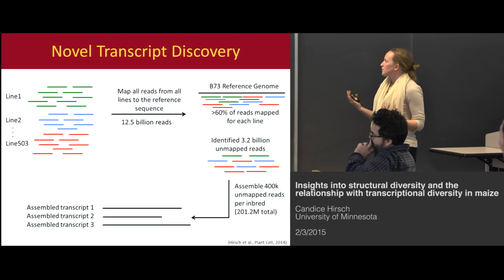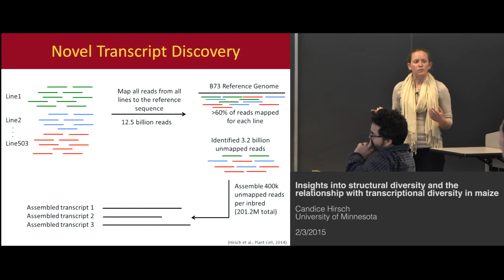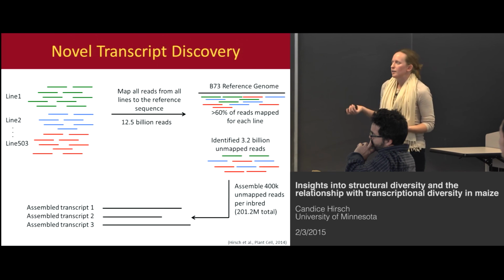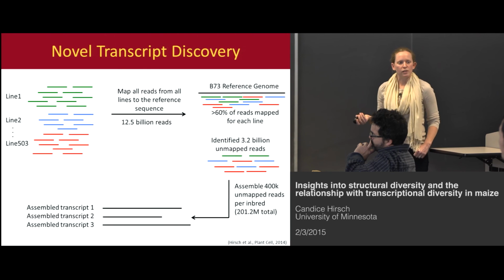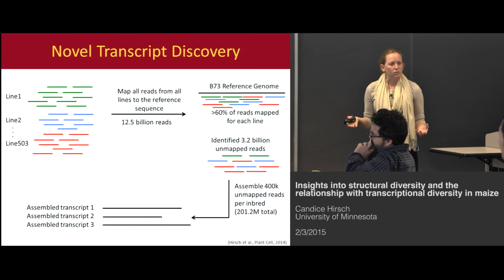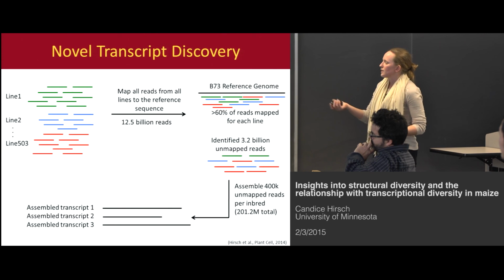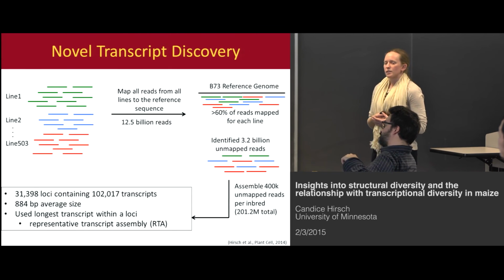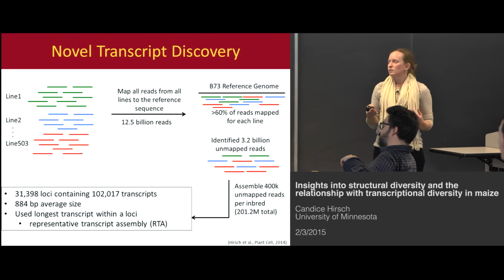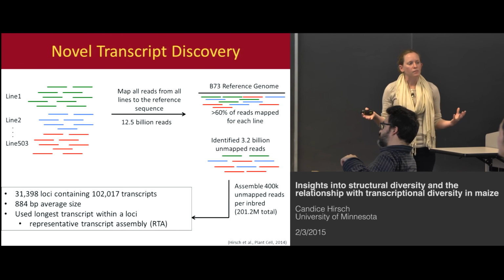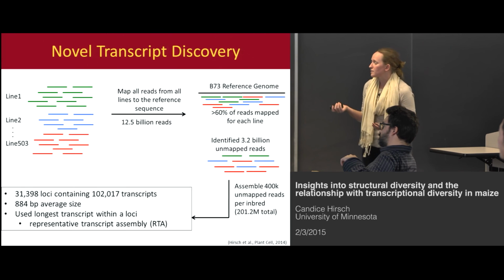At the time, assemblers, and really still today, 3.2 billion reads would be quite a lot for an assembler to handle. So what we did was take 400,000 reads from each individual as a representation of that individual's unmapped reads, and we pooled them across all of the individuals, so we had about 200 million reads. We did de novo assembly, and we found about 31,000 loci that we assembled that had 100,000 transcripts within them that were from reads that couldn't map back to the reference sequence. So this is a massive number.